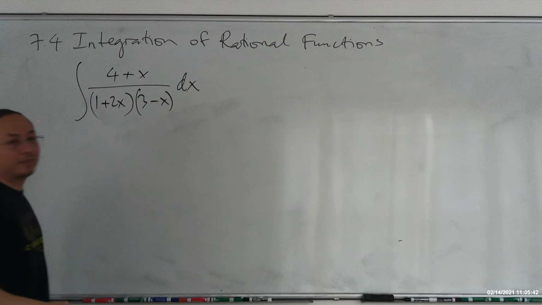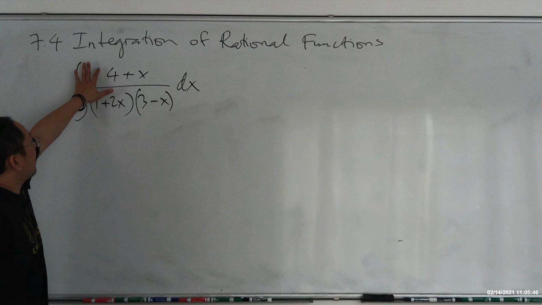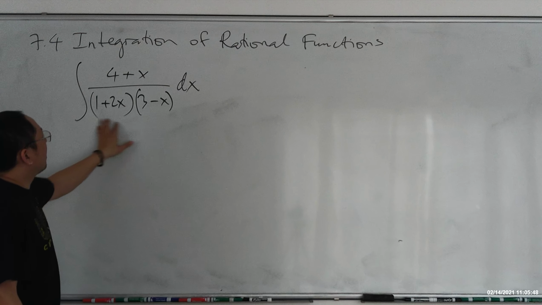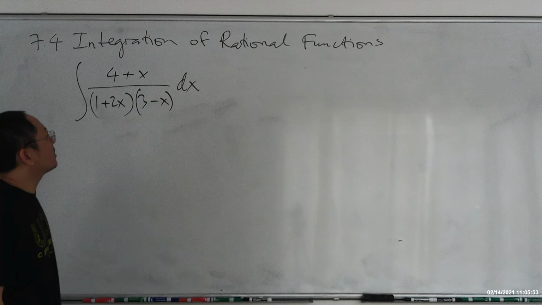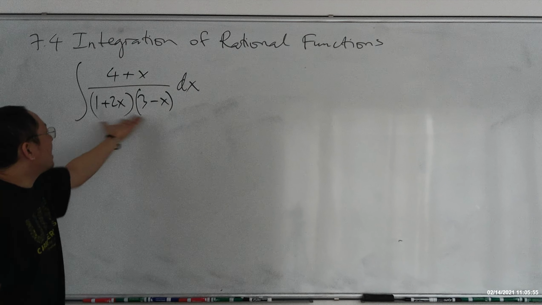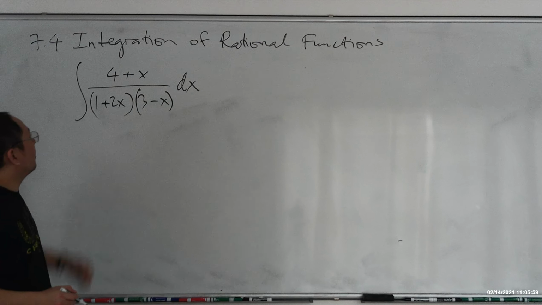Alright, so this fraction is already proper because the numerator is a polynomial of degree 1, a linear one, whereas the denominator is a polynomial of degree 2, right? A linear times linear is quadratic. And they even factored it out for you. It's a linear times a linear. So we want to deal with this type of problem.